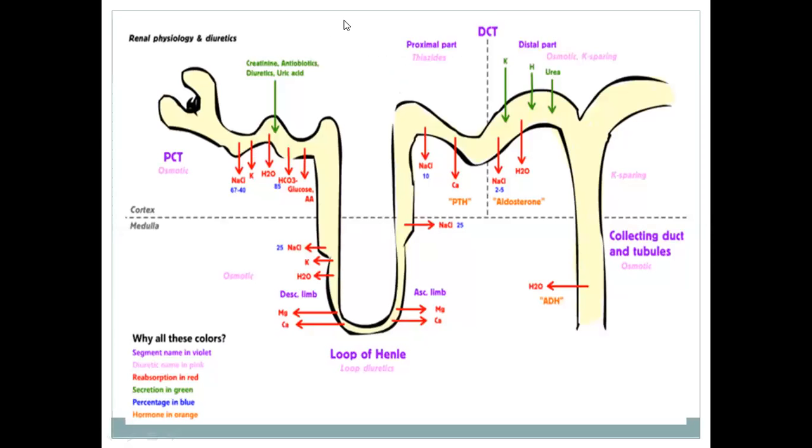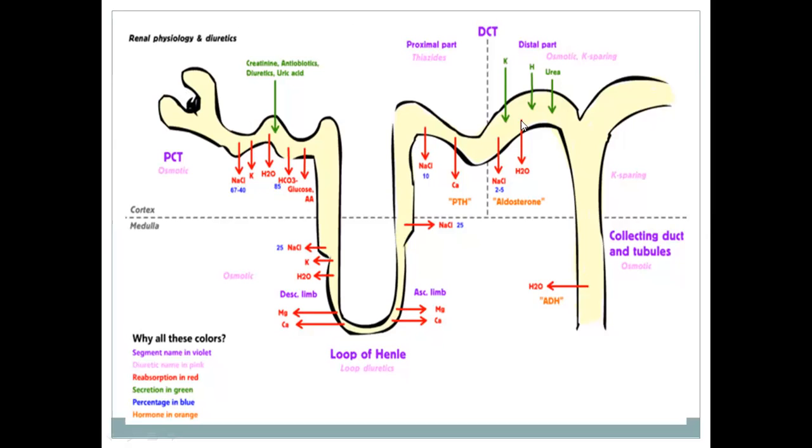Now, this is a sketch that you must remember and draw. This is the proximal convoluted tubule. From here, sodium chloride, potassium, water, bicarbonates, glucose, amino acids, everything is going to be absorbed back. From here also, it is going to be absorbed back. Here, mainly the monovalent and the divalent ions are going to be reabsorbed. Water is not going to be absorbed.